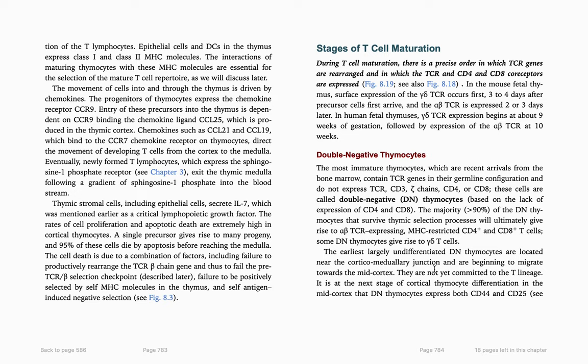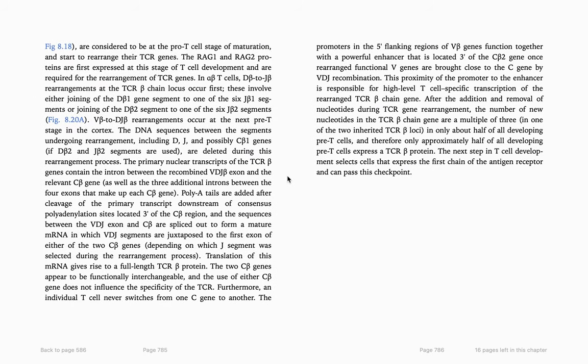The earliest, largely undifferentiated double negative thymocytes are located near the corticomedullary junction and are beginning to migrate toward the midcortex. They are not committed to the T lineage. At the next stage of cortical thymocyte differentiation in the midcortex, double negative thymocytes expressing both CD44 and CD25 are considered to be at the pro-T cell stage of maturation and start rearrangement of their T cell receptor genes. RAG1 and RAG2 proteins are first expressed at this stage of T cell development and are required for rearrangement of T cell receptor genes.